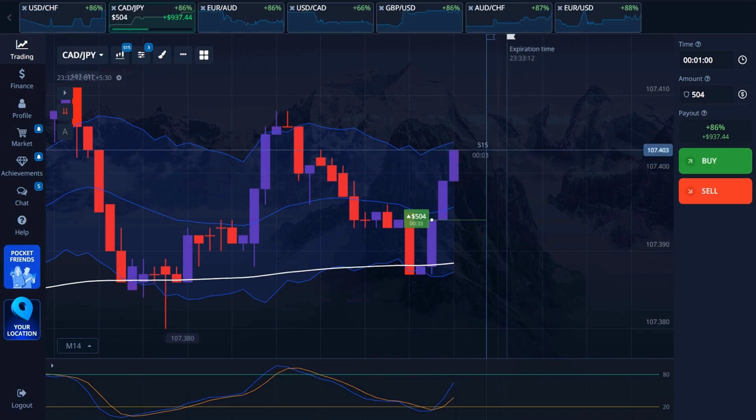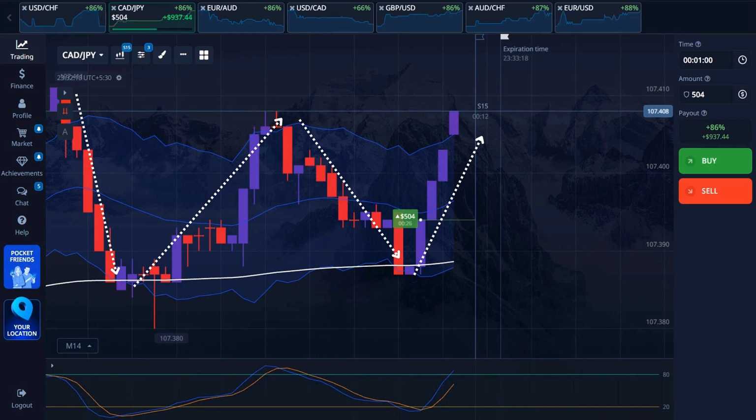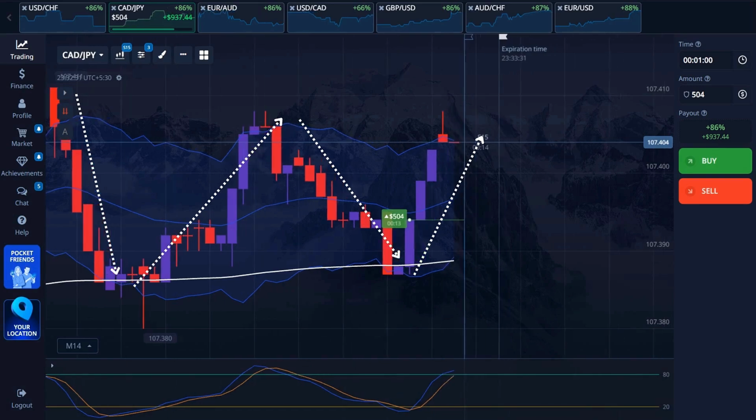Here's a bonus tip to make this strategy even stronger. For a buy trade, look for setups where the price has moved from the upper Keltner band all the way down to the lower Keltner band. For a sell trade, it's the opposite. From the lower Keltner band up to the upper Keltner band. This shows you the market has already stretched in one direction, making a reversal more likely.